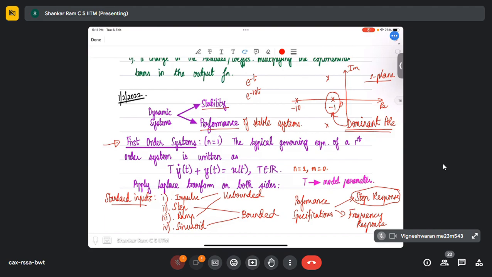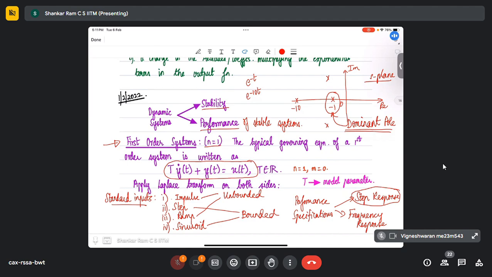All right. So now, having set the context, having figured out what you and I are going to learn through this particular module on performance specification, let's look at a stable first order system. First order system, as we know, means the value of n is equal to 1, and the typical governing equation of a first order system is written like this: capital T times y dot of t plus y of t equals u of t. Okay, this is a standard model which is used.